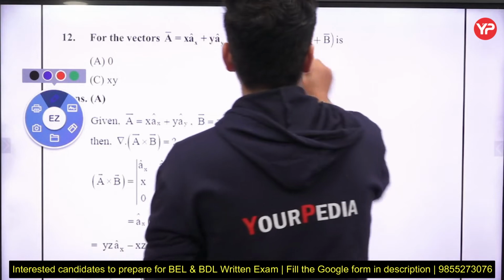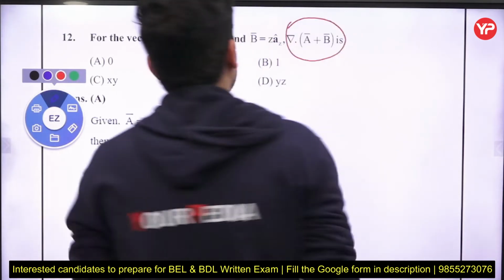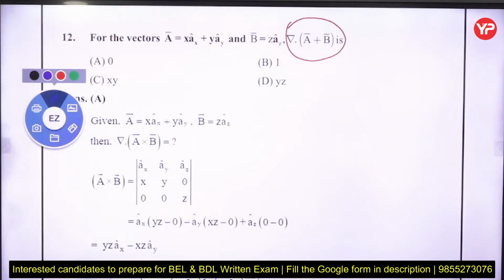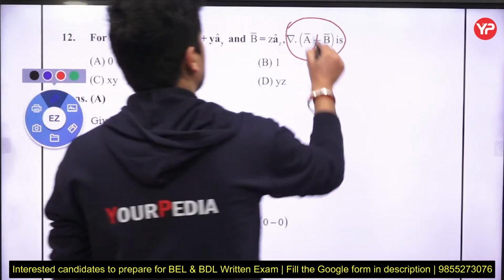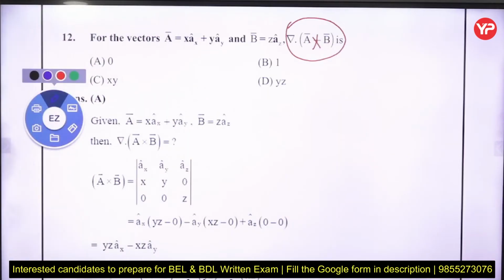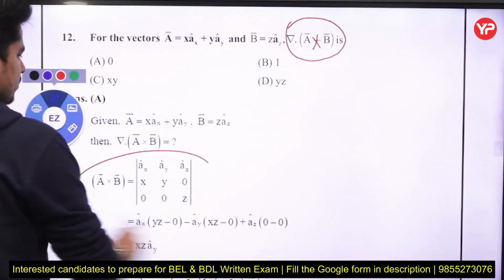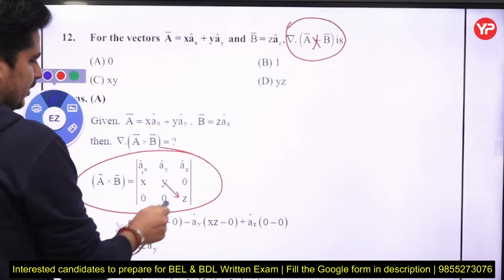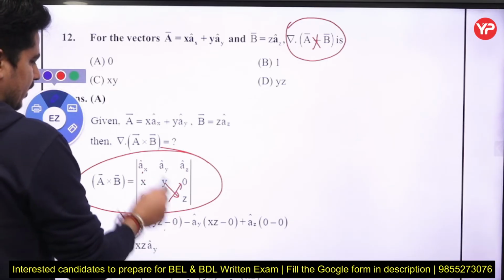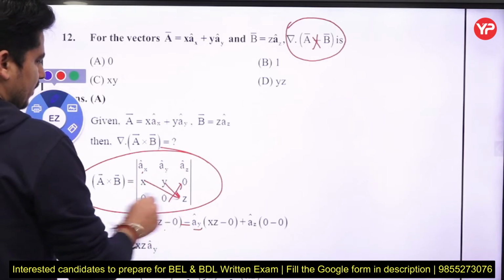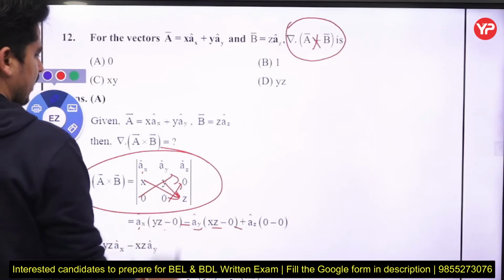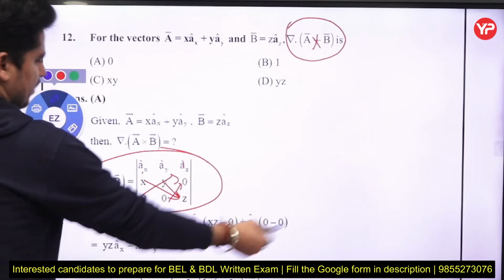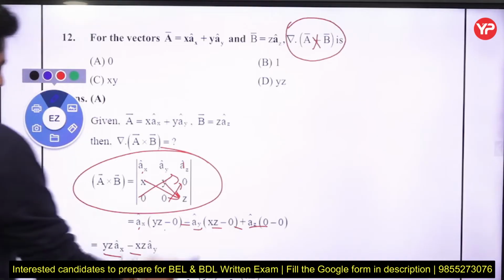For the vector fields A and B, he is asking for this quantity, that is the divergence of A cross B. So first we have to find A cross B. So A cross B is how much? This is the matrix form. You can find it: AX is multiplied here, AY is multiplied here, and for AZ, that will become 0. So what you are seeing, YZ, XZ.